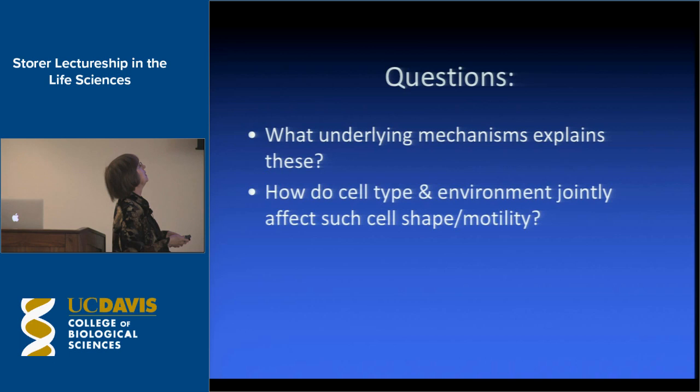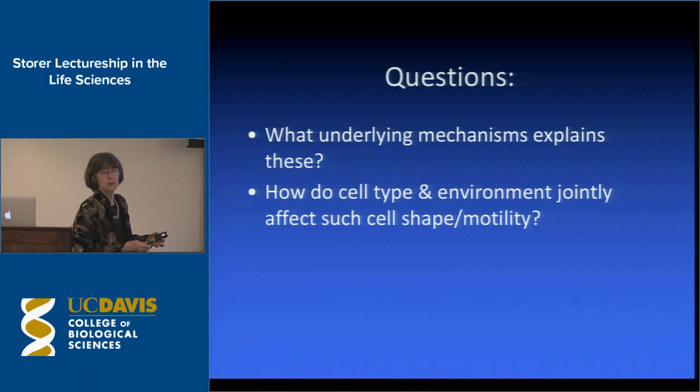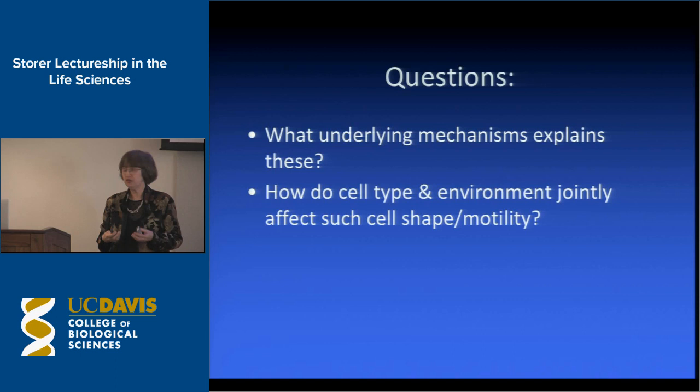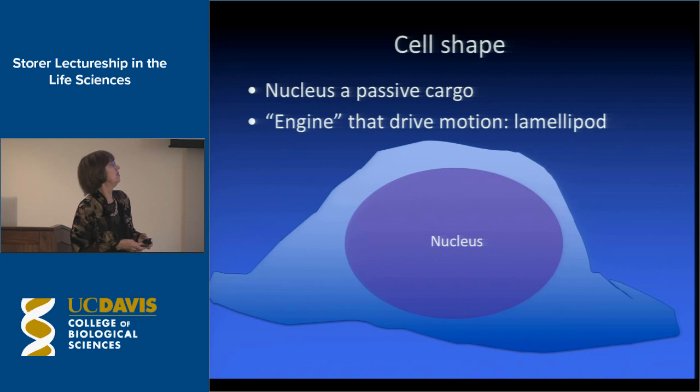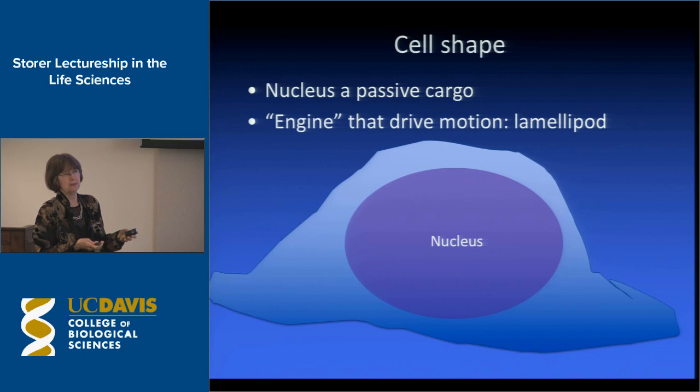So some of the specific questions that we ask are, what are the mechanisms that can explain these sort of behaviors? And how do the cell type and environment both somehow jointly affect the cell shape, the cell motility, changes in those attributes of the cell? So let me give you a sort of extremely simplified caricature of how we view the cells from, I guess you could say, a mathematician's perspective.